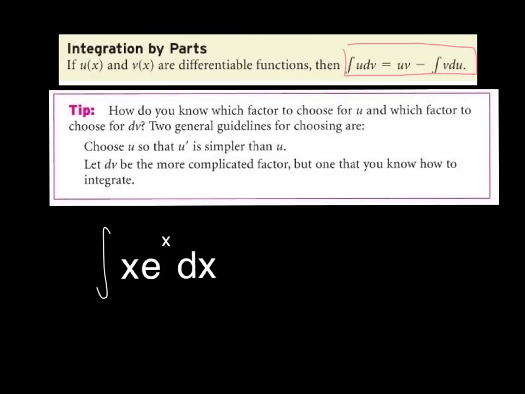So in this example, what I might choose for u, something whose derivative is simpler, would be x. I'm going to choose that to be my u, because notice, what is the derivative of x? The derivative of x is 1. So the derivative is simpler than the function we started out with. And what do we want to choose for dv? Well, what we're going to choose for dv is what's left over. So this is going to be our dv. Now, on the next slide, we'll talk about what we're going to do with that.